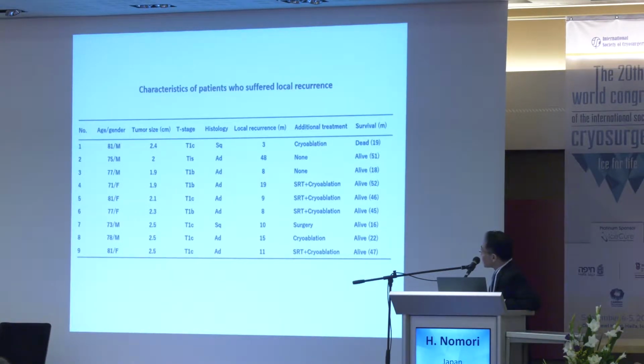This is the characteristics of the 9 patients who suffered local recurrence. This line shows the tumor size. The smallest tumor was 1.9 centimeter. This line shows the time of local recurrence after cryoablation. While 1 patient recurred 48 months after cryoablation, the other 8 recurred within 2 years.